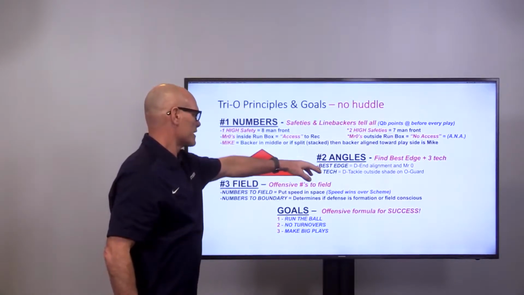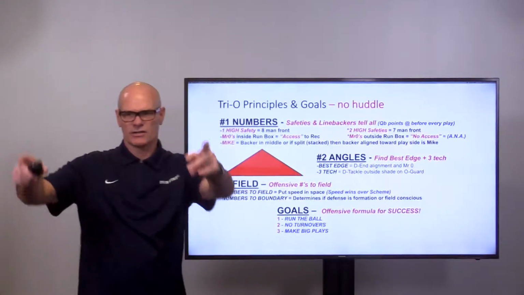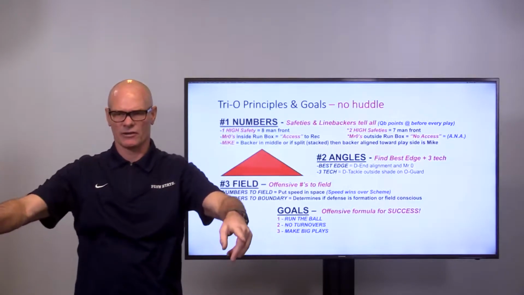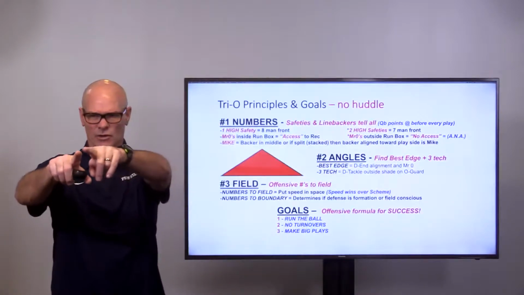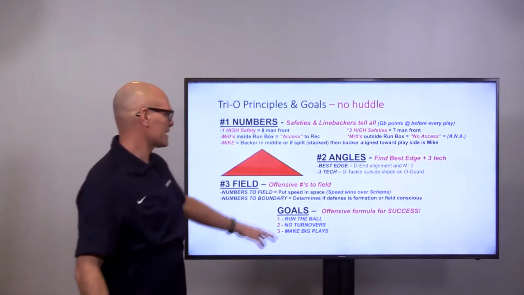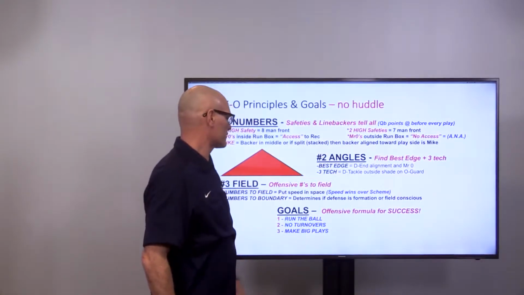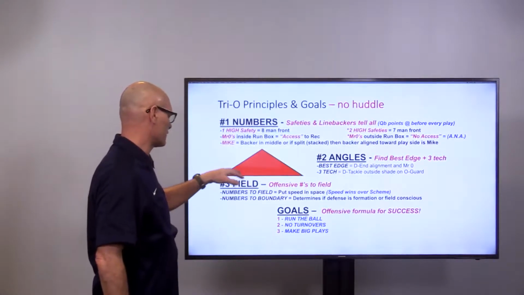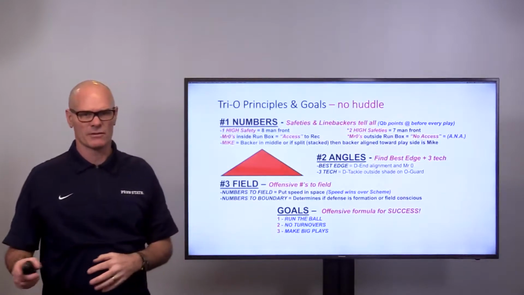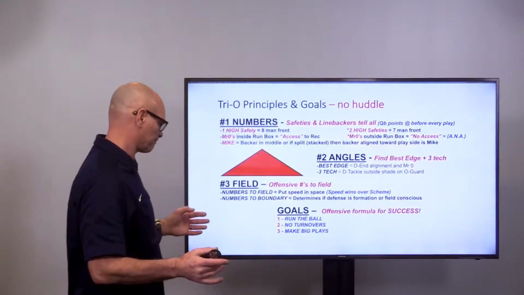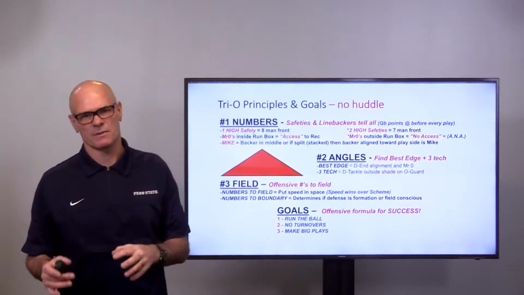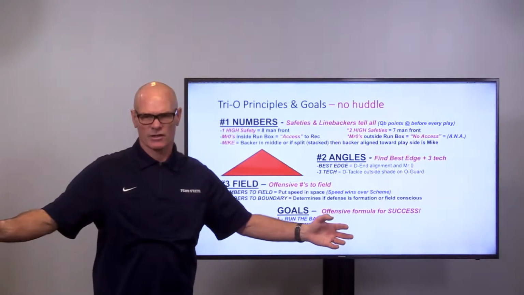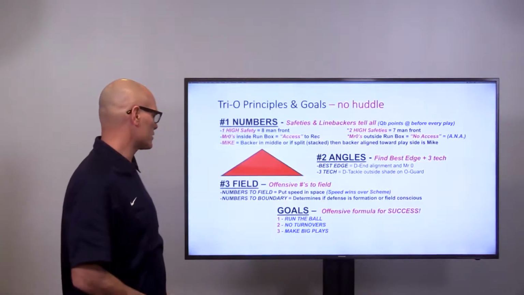Again, angles then, we just want to find a best edge. So you can see once we go down to those Mr. Zeros, we're getting to see if we've got a good edge or not right there. And then when we go to look at the mic, we're looking at our blocking angles. Usually that centers around finding that three technique down inside. And then last is field. We want to get offensive numbers to the field because, again, you put speed in space, speed's going to win over scheme. So that's why we want to get great horizontal stretch using these spread formations.